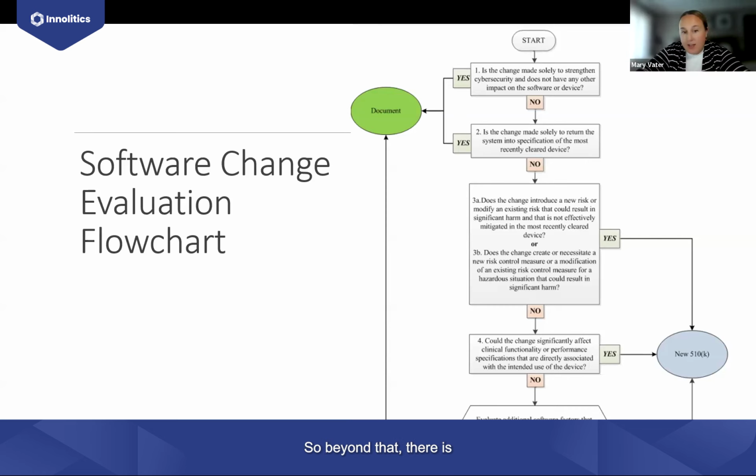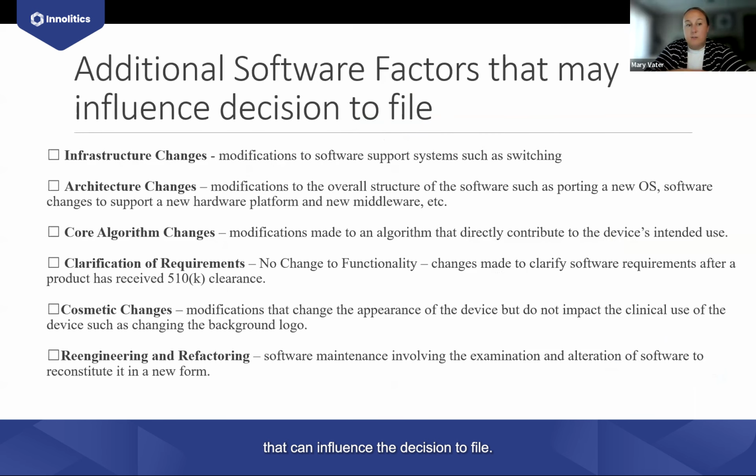So beyond that, there's additional considerations that the FDA is not quite as prescriptive about, but they outline additional factors that can influence the decision to file. And these are a little bit more subjective to the company's assessment of the impact of these changes. That relates to infrastructure changes, architecture changes, core algorithm changes that do or don't directly contribute to the intended use, clarification of requirements, any cosmetic changes or user interface changes, and any re-engineering or refactoring. So you have to document whether or not any of these apply and evaluate the impact of these as well, as part of your letter to file for software changes.